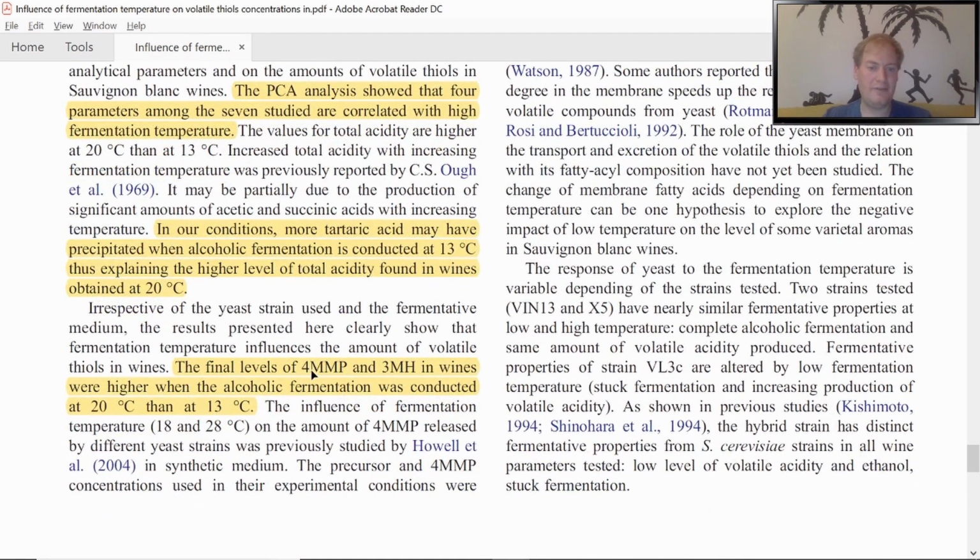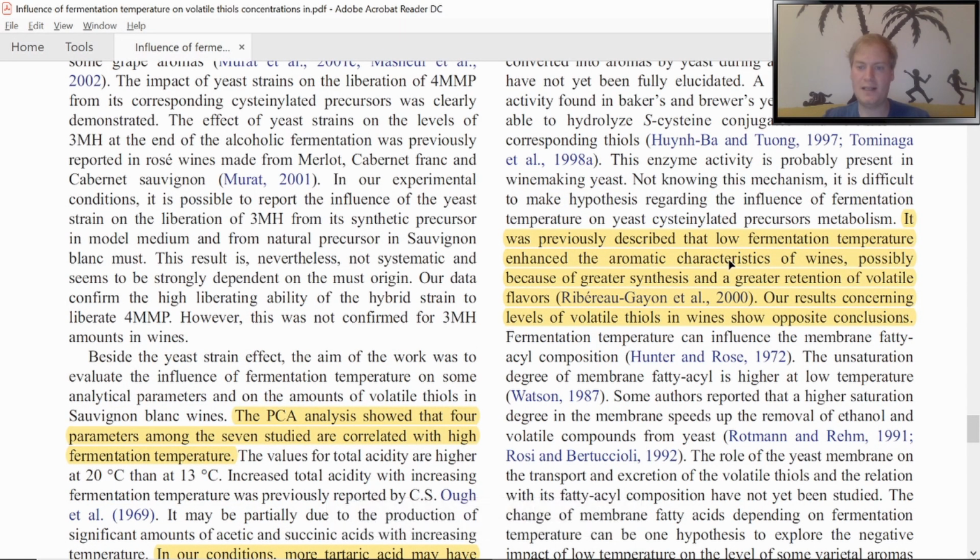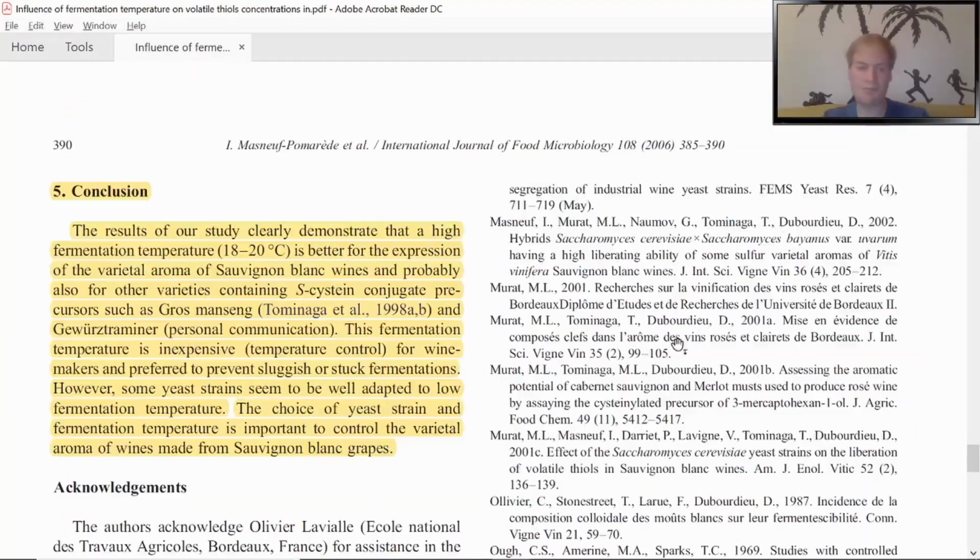The final levels of 4-MMP and 3-MH in wines were higher when the alcoholic fermentation was conducted at 20 degrees than at 13 degrees. It was previously described that low fermentation temperature enhanced the aromatic characteristics of wines, possibly because of greater synthesis and a greater retention of volatile flavors. Our results concerning levels of volatile thiols in wines show opposite conclusions.